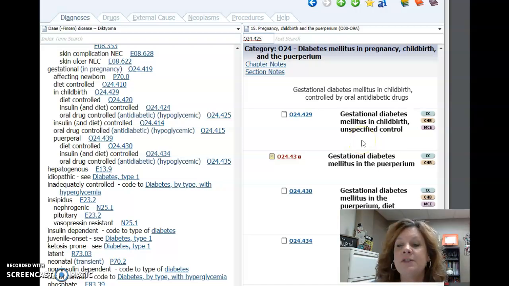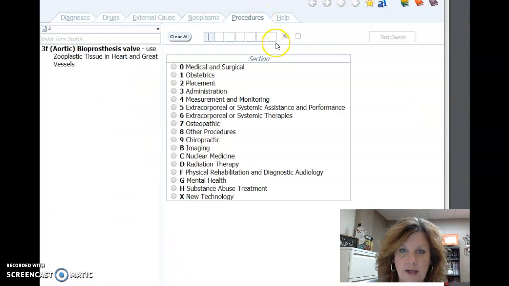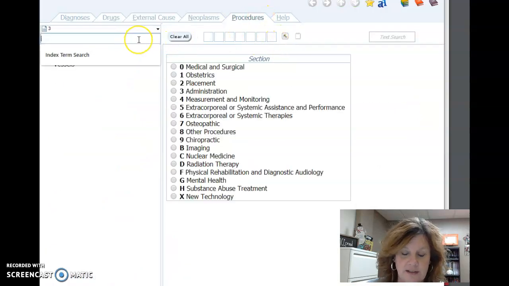Then I'm going to have my 2 Z codes. I'm not going to look those up because we did that. Outcome of delivery, living female, that's Z37.0. My weeks pregnant, 40 weeks, is going to be Z3A.40. The next thing that I want to code is the manually assisted labor.